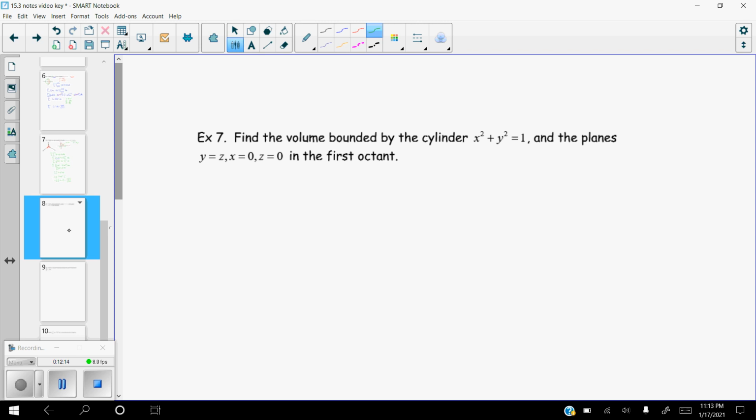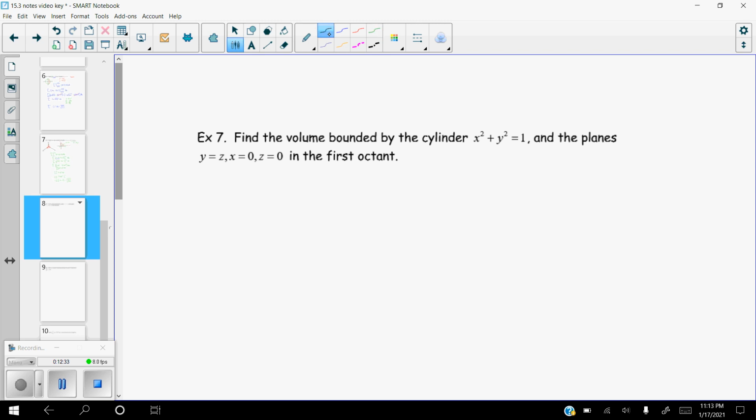All right, find the volume bounded by the cylinder, x squared plus y squared equals 1, and the planes y equals z, x equals 0, z equals 0 in the first octant. The hardest part about this one is sketching it, trying to figure out what the heck is going on here.